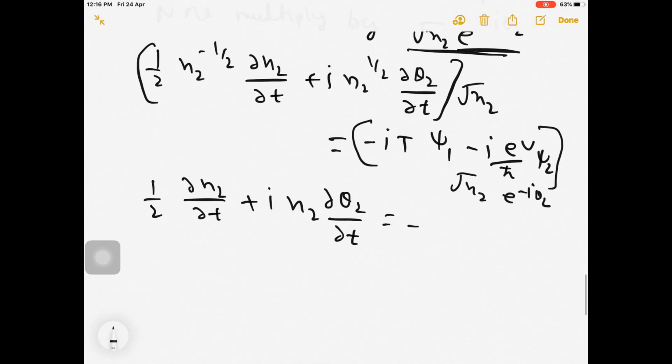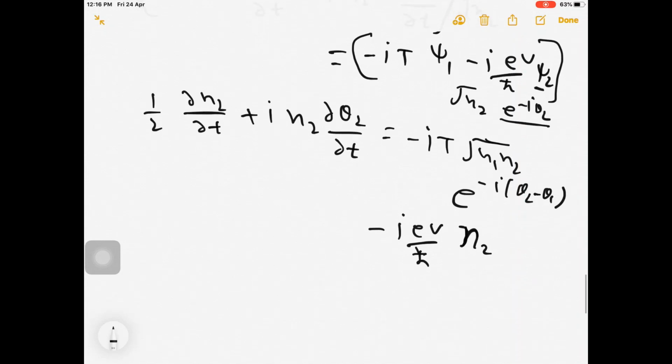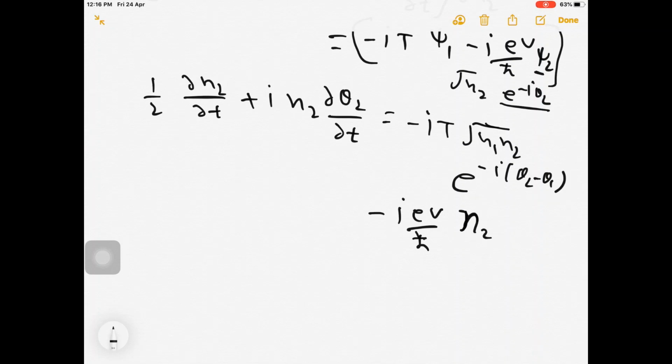So I will get −iT √(n1 n2) e^(−i(θ2 − θ1)) − ieV/ħ n2, because e^(−iθ2) will be cancelled out with e^(+iθ2) of this term. And now separate real and imaginary terms.